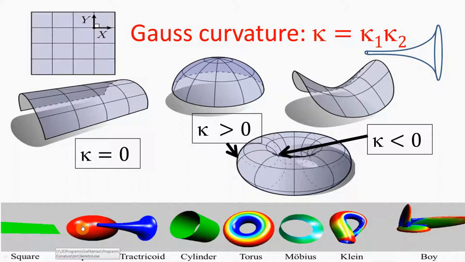The sphere has a constant positive curvature. An interesting object called tractricoid has constant negative curvature. We have seen that the cylinder as well as the plane have zero curvature. The torus has a positive curvature outside and negative curvature inside, and the curvature changes continuously. This is a Möbius strip, Klein bottle, or the so-called Boy surface. Concerning these objects, the curvature changes from point to point.